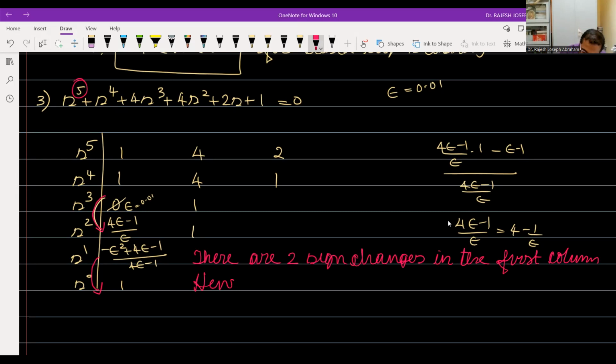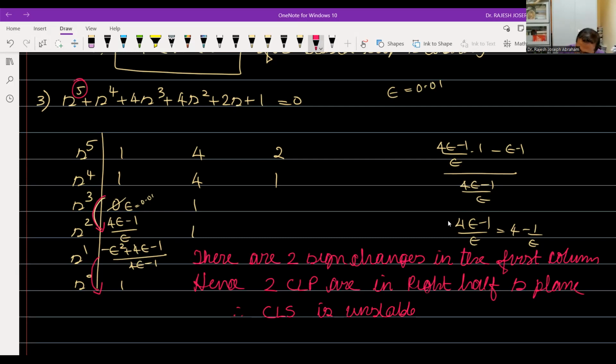Hence, 2 positive poles are in the right half S-plane. So what's the conclusion? The closed loop system is unstable. Therefore, the closed loop system is unstable.